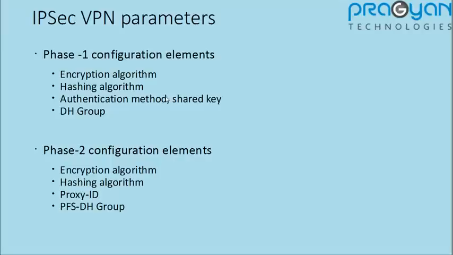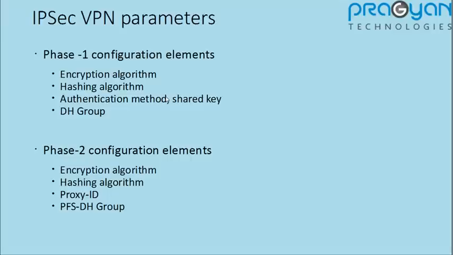In phase 2, obviously when you configure, you need to configure all these parameters. What is the encryption algorithm to use? What is the hashing algorithm to use? What type of authentication? What is going to be the Diffie-Hellman group? By the way, you can have multiple sets of parameters.